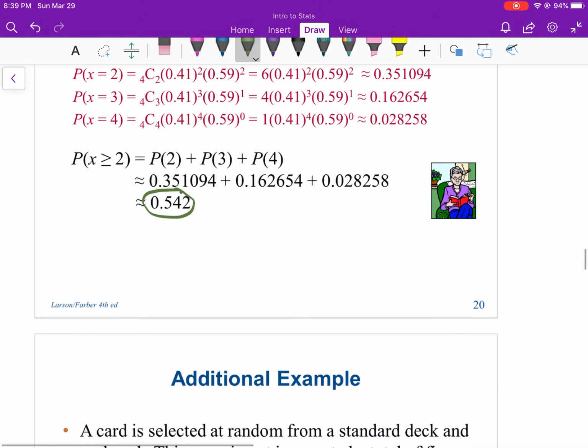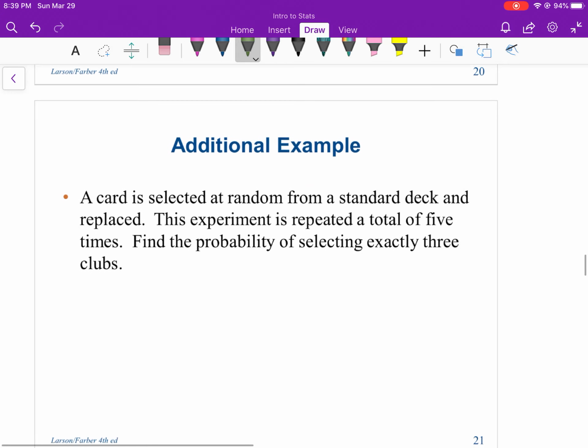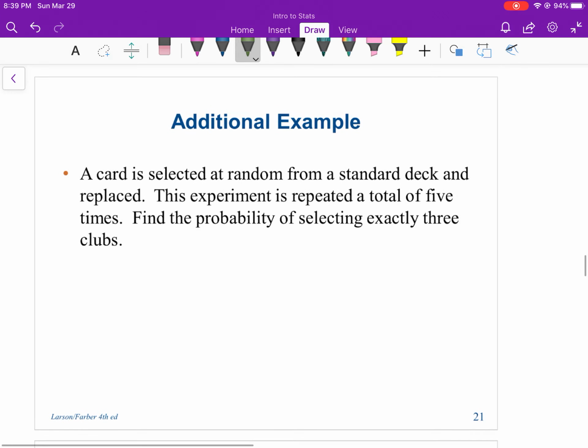Okay. We're going to try to do some on our own here. A card is selected at random from a standard deck and replaced. The experiment is repeated a total of 5 times. Find the probability of selecting exactly 3 clubs. So let's start with that one.